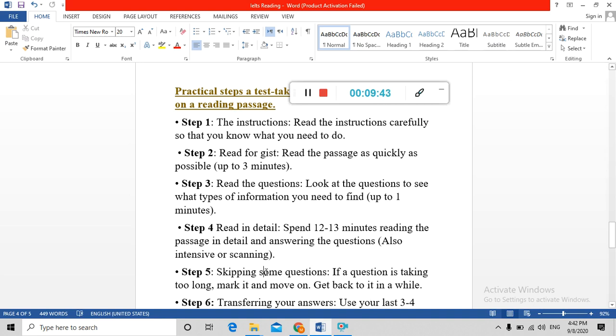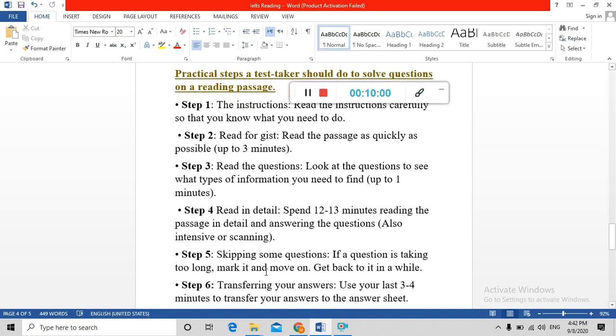Step 5. Skipping some questions. Of course, you need to skip some questions. If a question is taking too long, mark it and move on. Get back to it in a while. So you don't need to spend long on it. It's only worth 1 mark. You don't need to spend 5 minutes on one question. This happens with test takers, especially in Yes, No, Not Given questions.